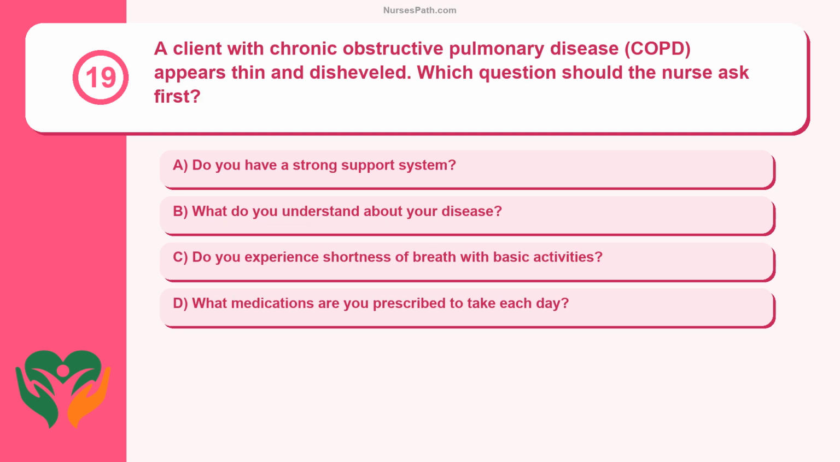Question 19. A client with chronic obstructive pulmonary disease, COPD, appears thin and disheveled. Which question should the nurse ask first? Do you have a strong support system? What do you understand about your disease? Do you experience shortness of breath with basic activities? What medications are you prescribed to take each day?